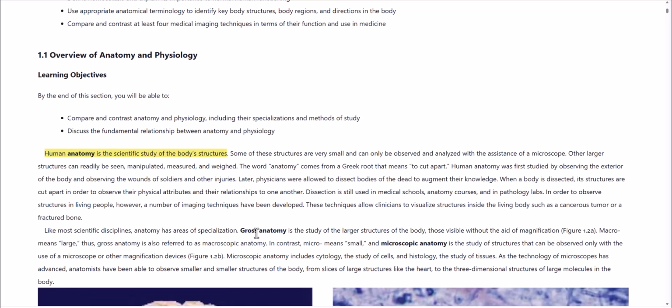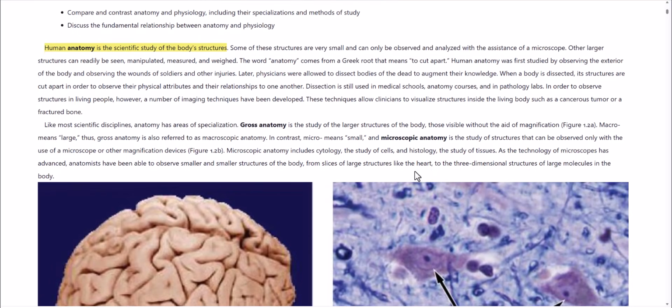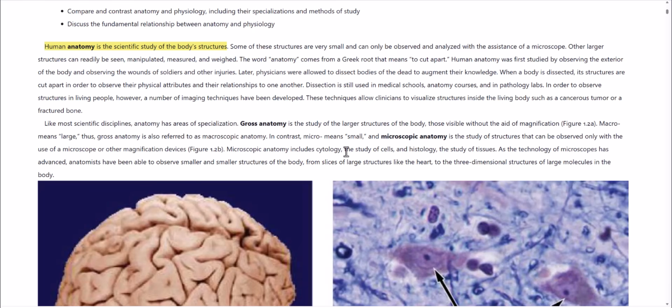In contrast, we have microscopic anatomy. Now, if we are using the microscope, that is microscopic anatomy. If we are specifically looking at the study of cells, that is called cytology. If we're looking specifically at the study of tissues, that is histology. In our lab 2 this semester, we will spend an entire lab learning about histology, looking at 20 some different tissues under the microscope, learning about their characteristics and their functions.